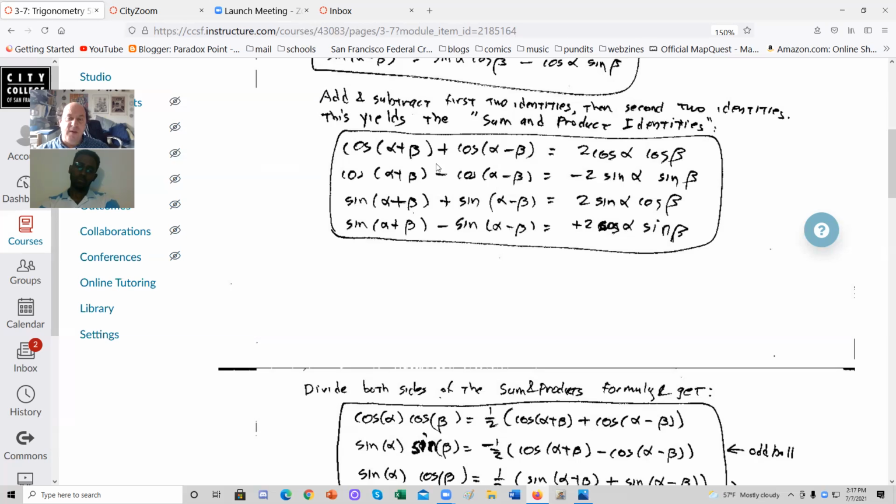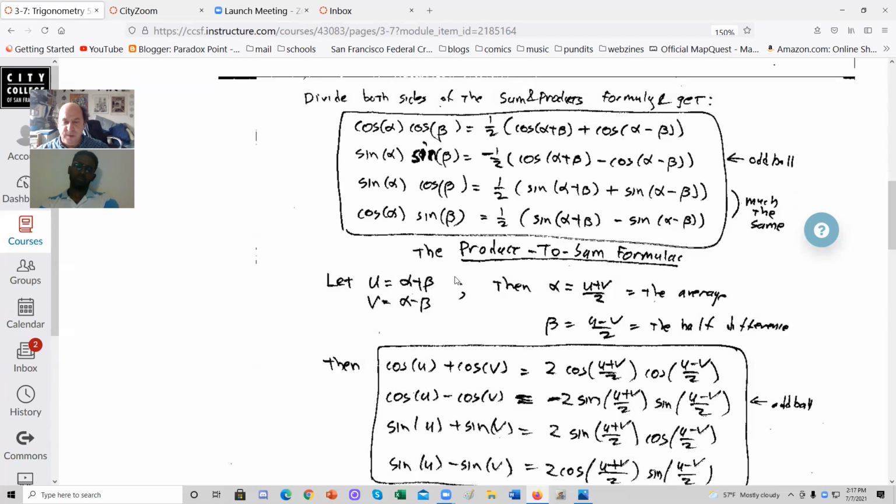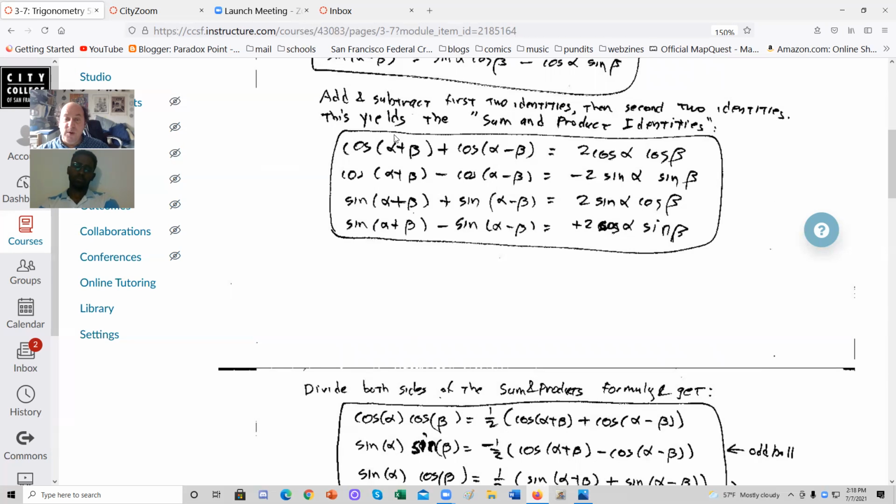Suppose we want to have a cosine plus cosine equals twice cos what, cos what. Here we have to give these names: alpha plus beta, call it u. Alpha minus beta equals v. And if you do that, if u equals alpha plus beta and v equals alpha minus beta, then after a bit of simple algebra, alpha is the average, u plus v over 2. And beta is the half difference, u minus v over 2. So we're putting in u for all these alpha plus betas and v for all these alpha minus betas, and the average u plus v over 2 for all the alphas.